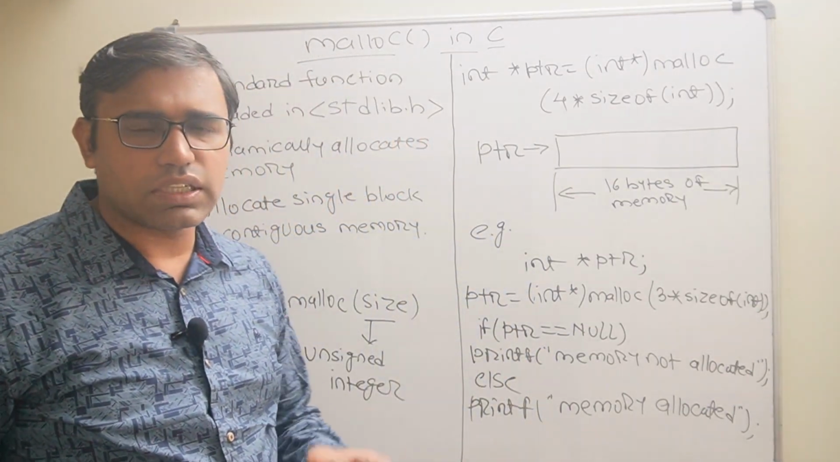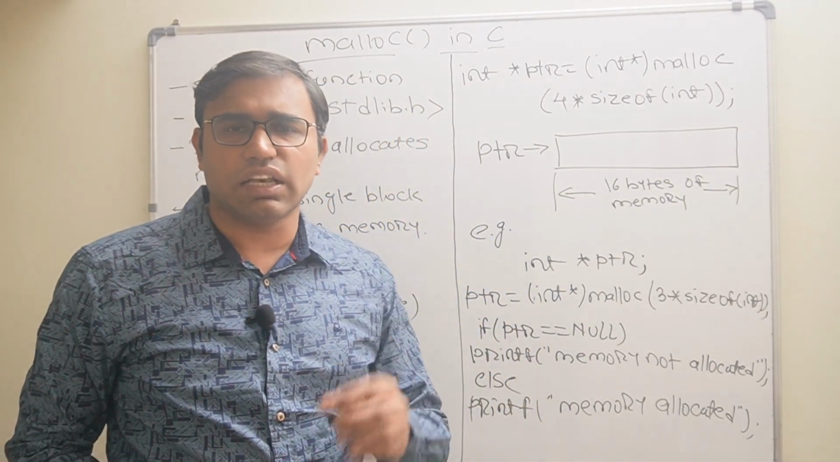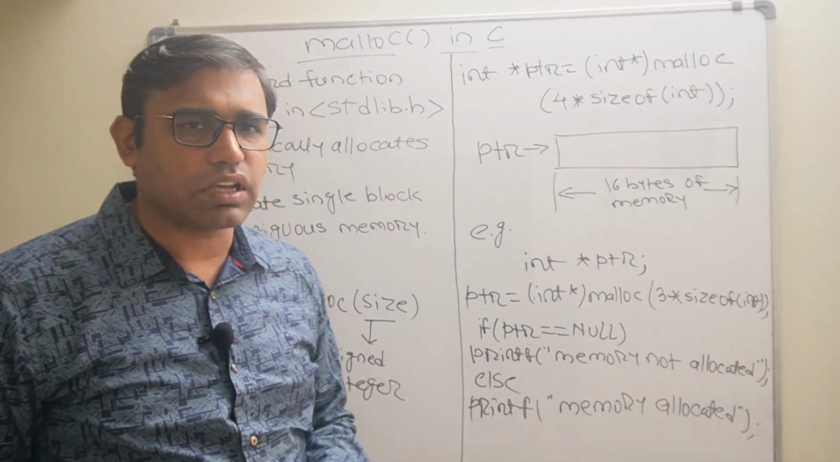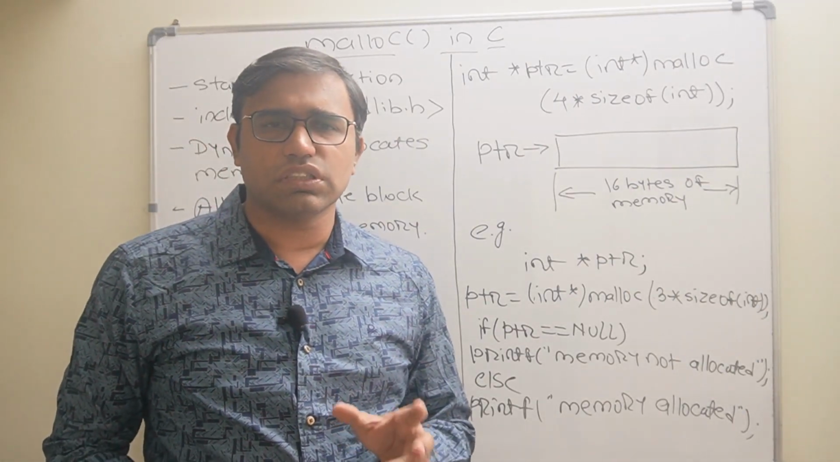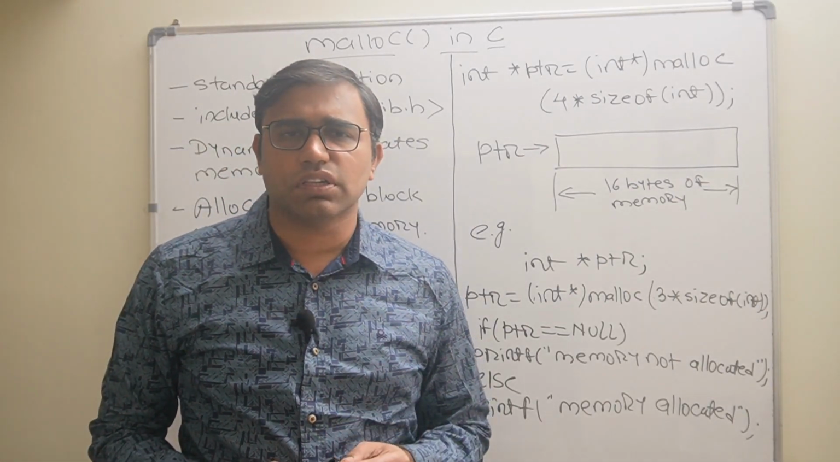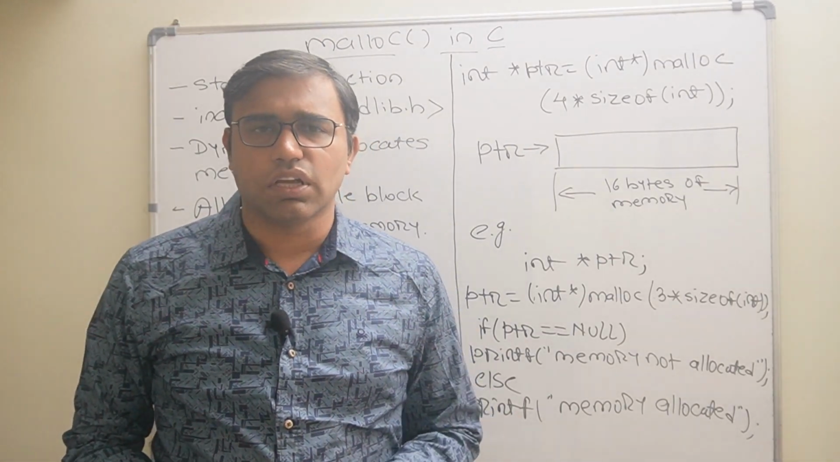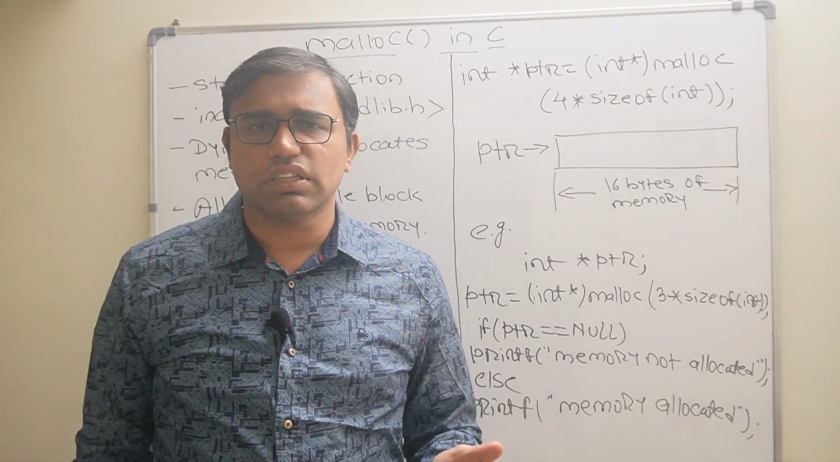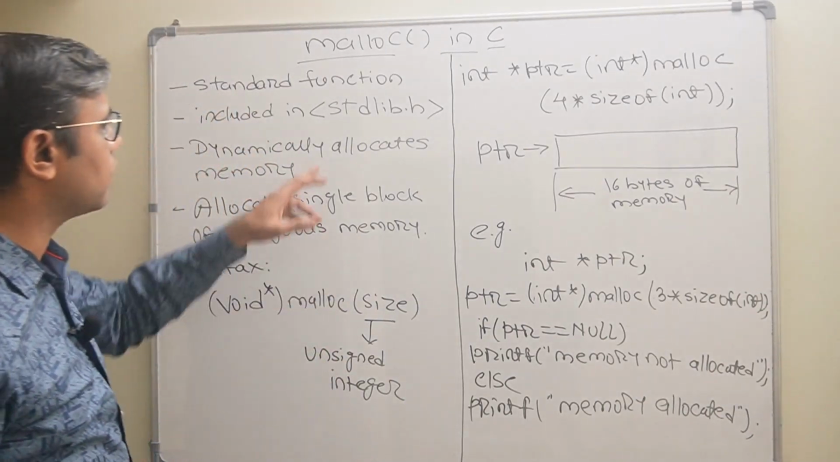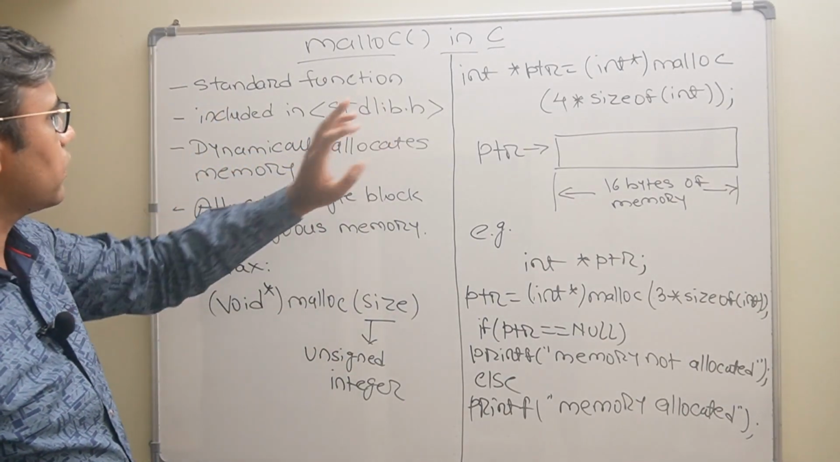Malloc is a standard function in C language. There are two types of functions in C language: user-defined functions, which are defined by the user, and standard functions, which are already included in C language. Malloc is a standard function, which is included in the library stdlib.h.